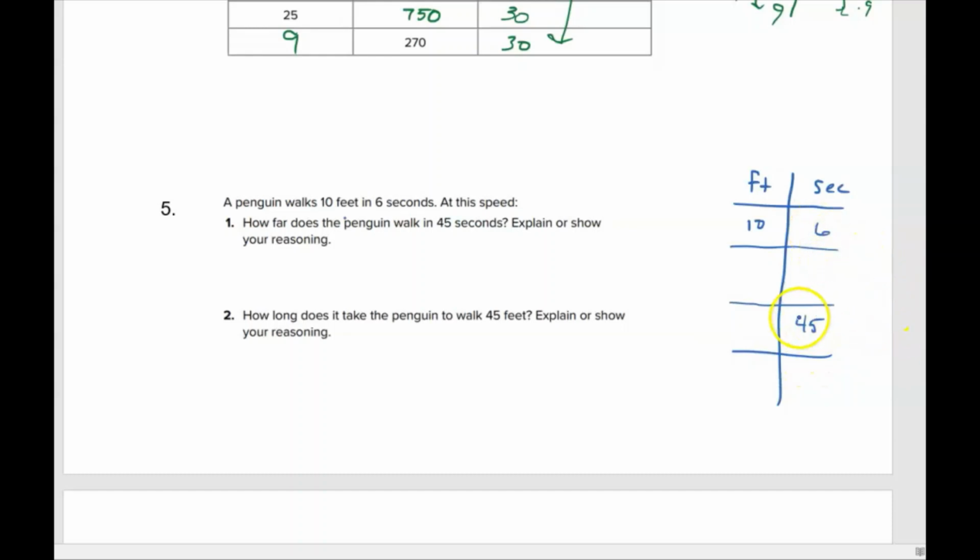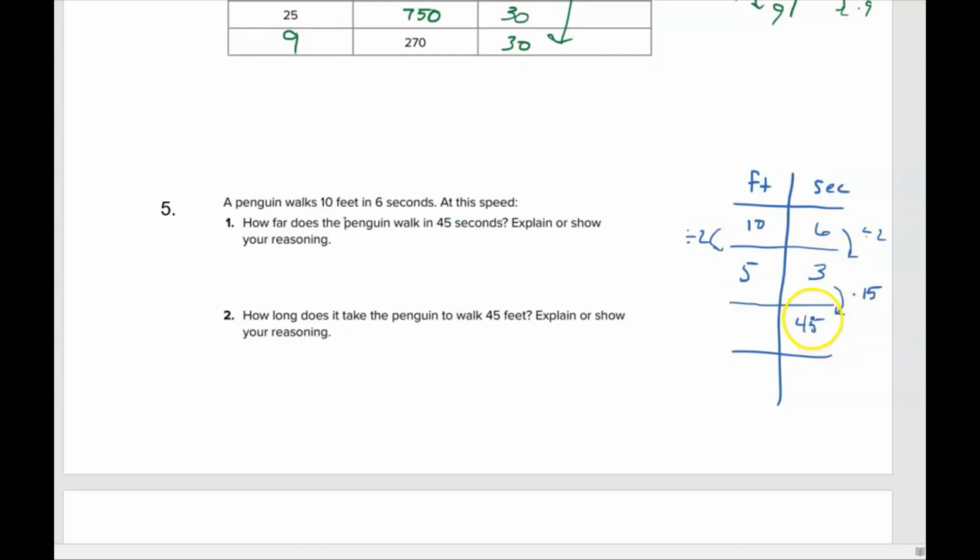Well, I don't think there's a whole number I can multiply by right away, but I know I could go smaller right away. I know I could halve this to 3. And then I know 3 can go to 45 pretty easily by multiplying it by 15. So here I divide it by 2. So 10 divided by 2 would give me 5 feet every 3 seconds. That's the same as 10 feet every 6.